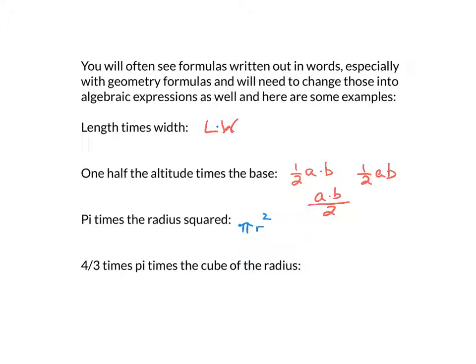And then the fourth one that I have, 4/3 times pi times the cube of the radius. It would just be 4/3 times pi times the cube of the radius. Cube means I'm going to take it to the third power, so it's 4/3 pi r cubed. And that's the formula for the volume of a sphere.